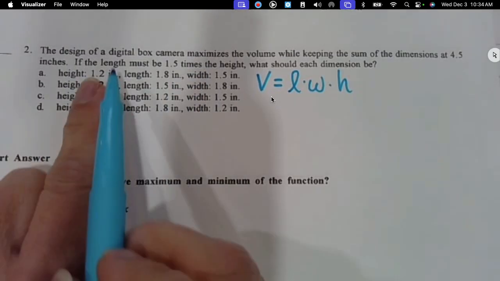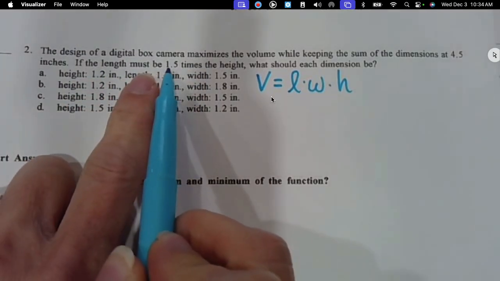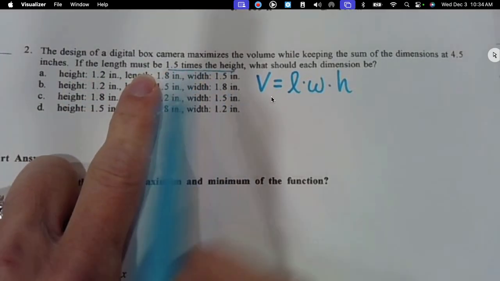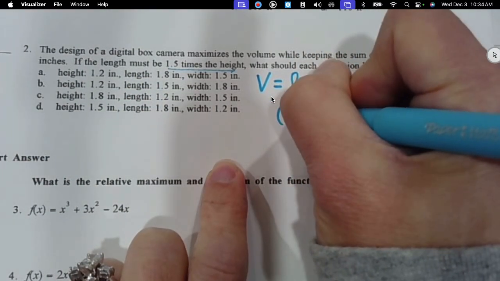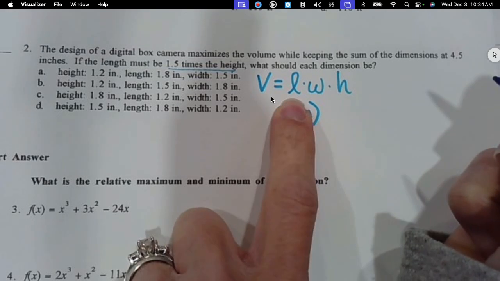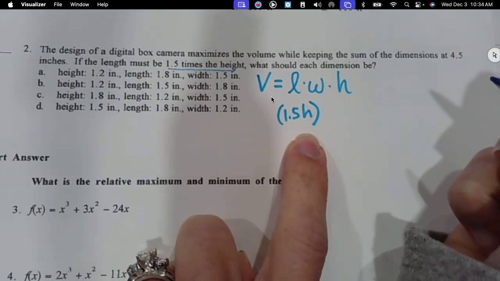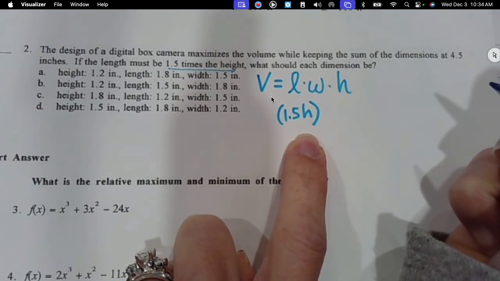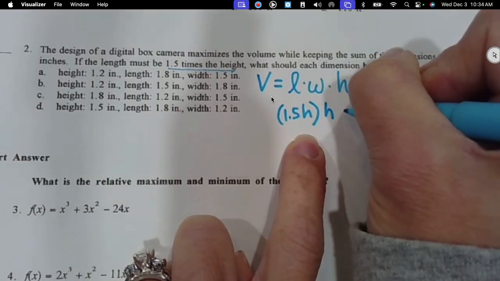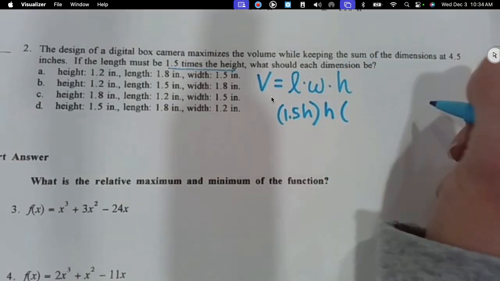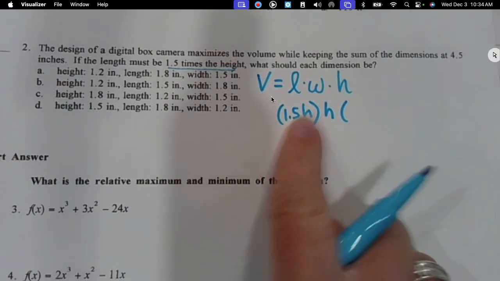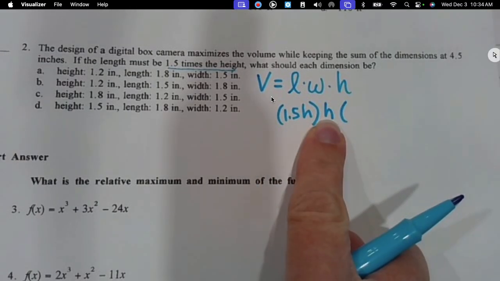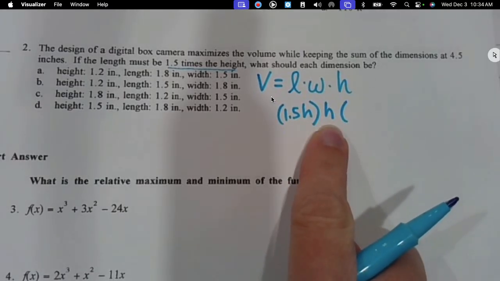What does it tell me that the length is? The length is 1.5 times h. So I'm going to write that down: 1.5h. That's my length. So my height must be just h, right? So I'm still stuck with my width. I've got to figure out what my width is going to be. Why'd you put another h? Because that's my height. My height is obviously h.